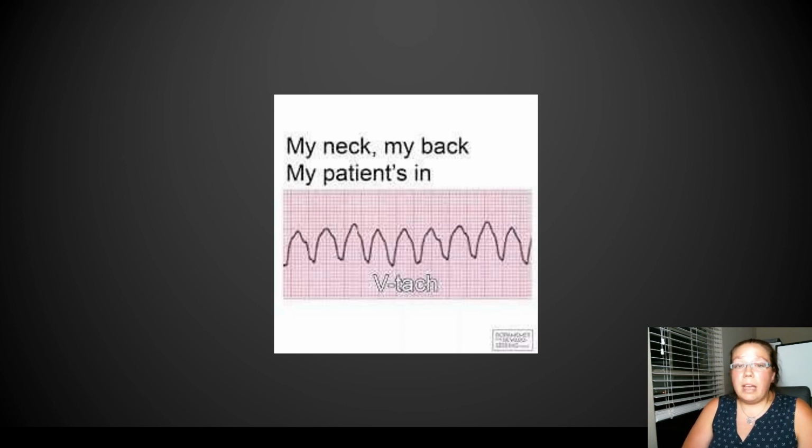Please reach out if you have any questions. If you come across a rhythm and you want to discuss it, please let me know. We'll share it on here. I'll take patient information out. Please do so if you send me any.